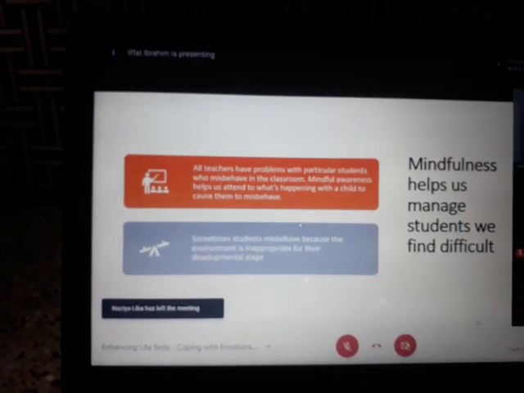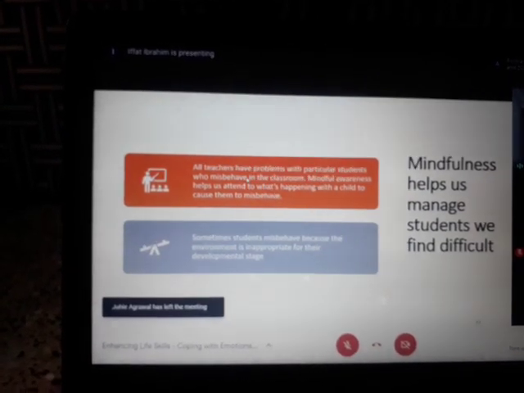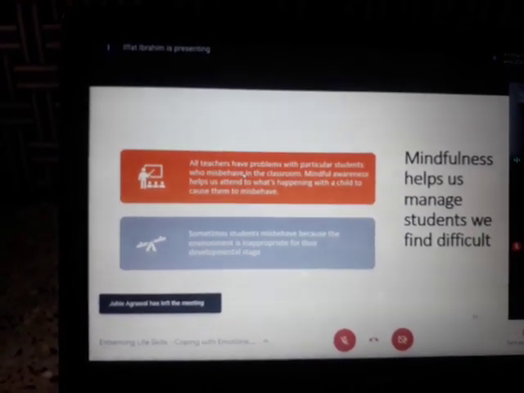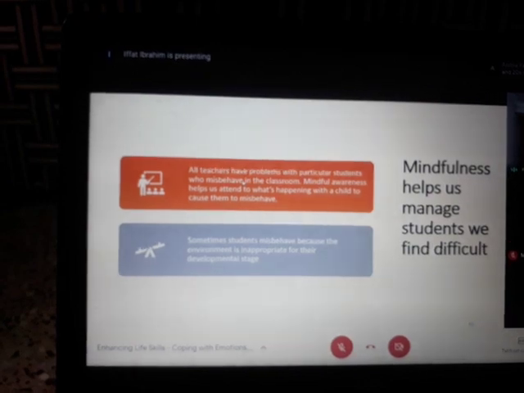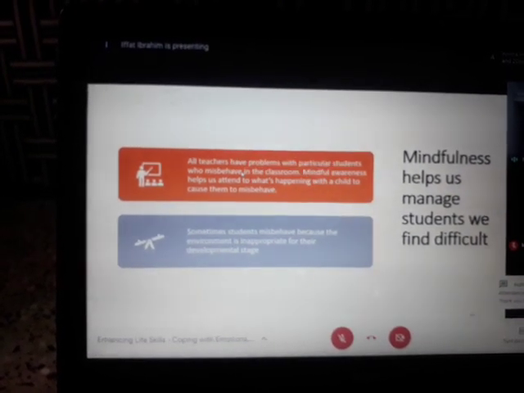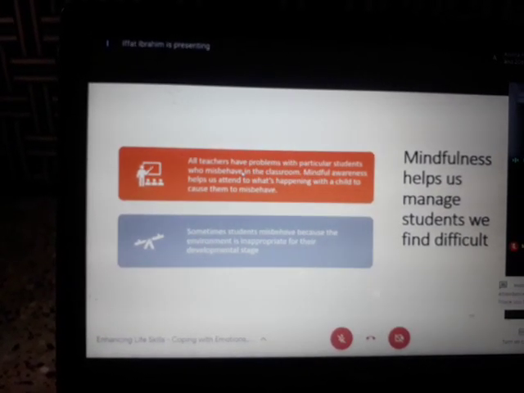Now, every teacher will have a problem with particular students who misbehave in the classroom. So mindfulness with these children can help in elevating them.